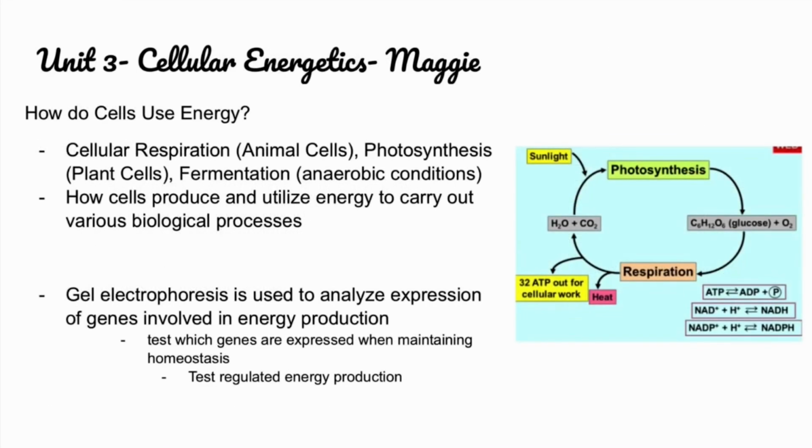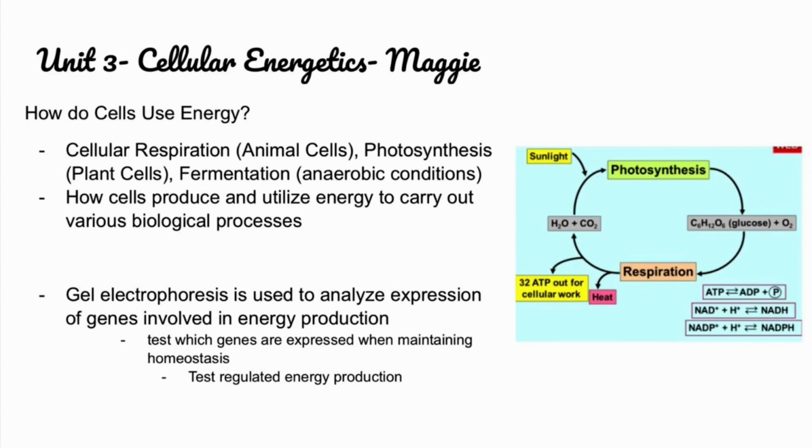So Unit 3 was about cellular energetics. So how do cells use energy? Animal cells use it through cellular respiration, plant cells use it through photosynthesis, and in anaerobic conditions, fermentation takes place. So when fermentation takes place, that means that 4 ATP is made and 2 is used. So in result, only 2 ATP is made compared to cellular respiration and photosynthesis that make around 16 times that.